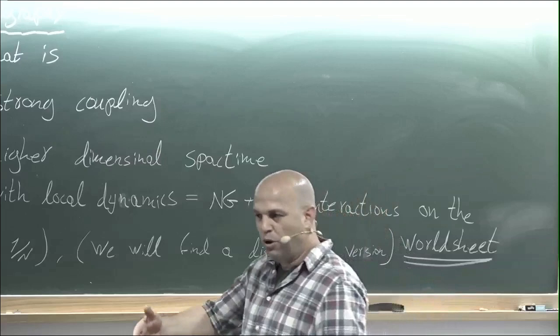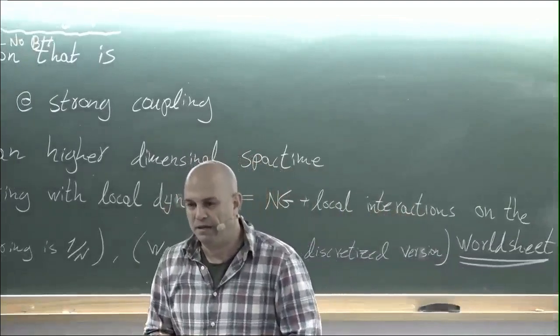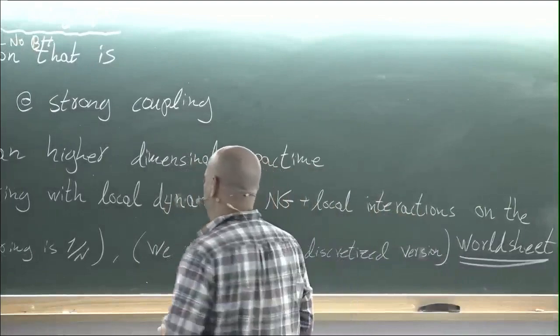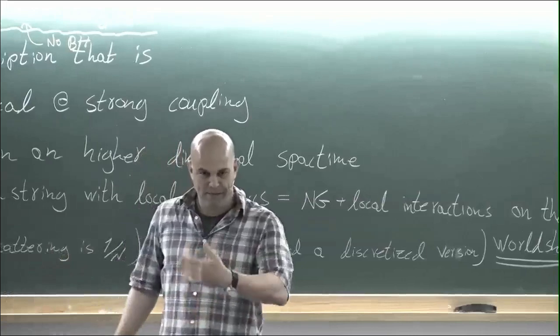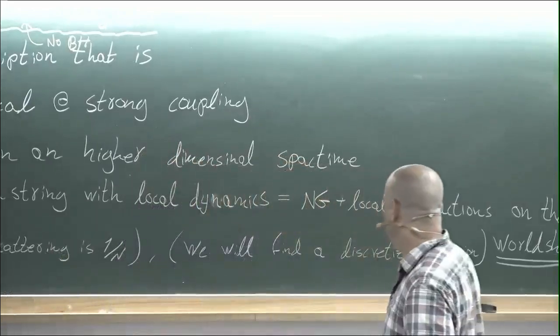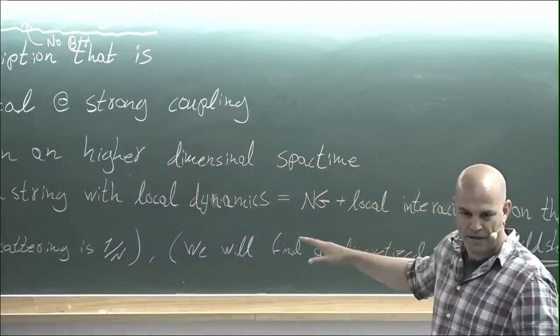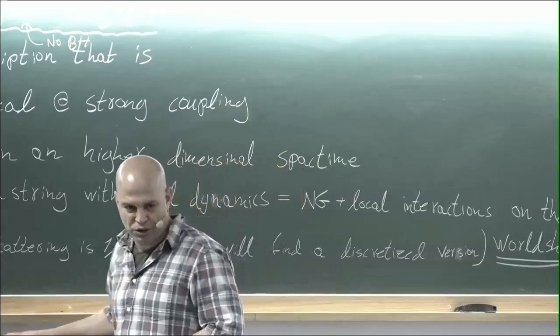And then when you go to higher order in 1 over N, it will be the locality of the interaction in the bulk. More non-perturbatively, I expect locality to be related to graviton scattering. But this is already a 1 over N effect. Okay? In the planar limit, it's locality on the worldsheet. And if we're going to derive such a thing more precisely, you'll find a discretized version of a worldsheet in AdS.